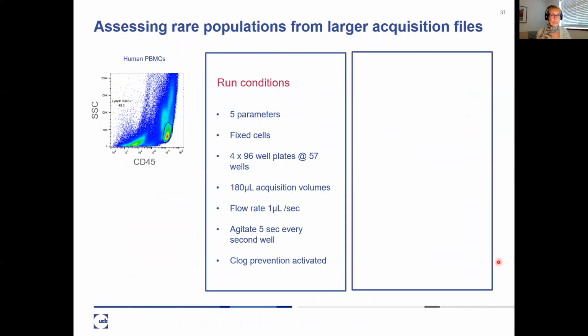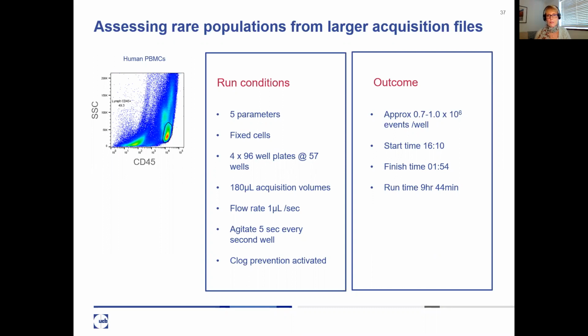So we had 5 parameters, so other parameters beyond the CD34. We fixed the cells. There were 4 plates, 96-well, and there were 57 specimens per plate. We collected 180 microliters of sample at a flow rate of 1 microliter per second, and we agitated every second well. And we had the clog prevention activated. And basically the runtime was 9 hours and 44 minutes, but we were able to get some beautiful data with some lovely tight CVs and numbers robust enough for us to have something that was statistically significant.